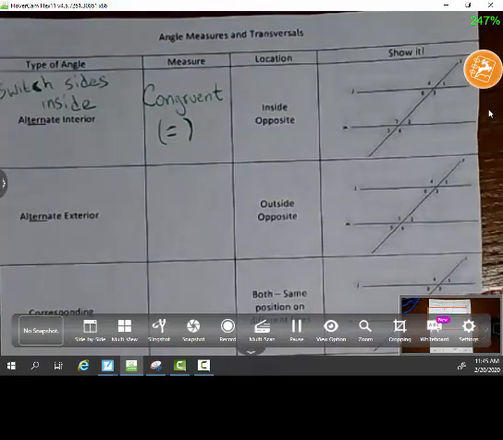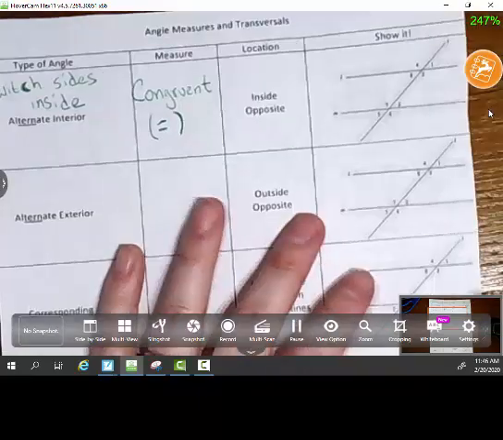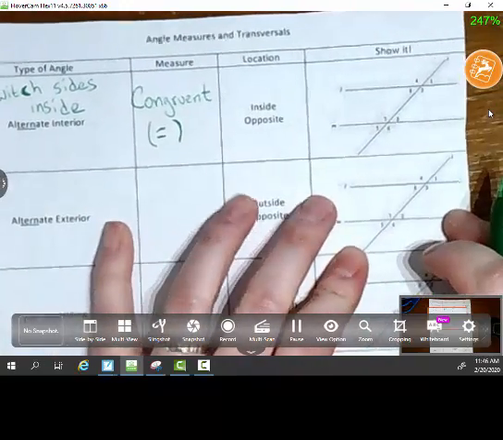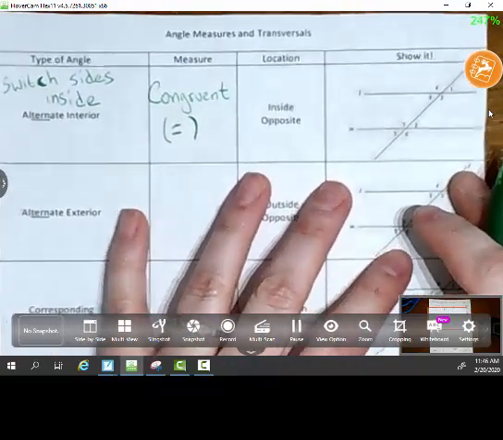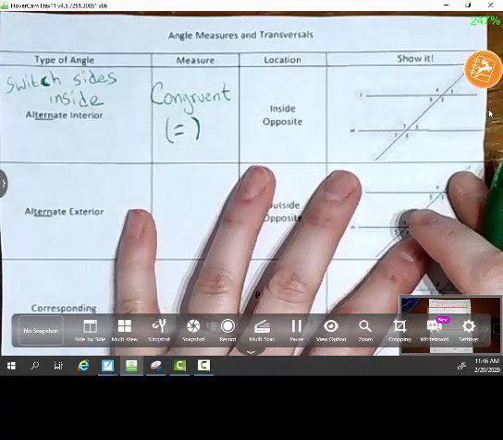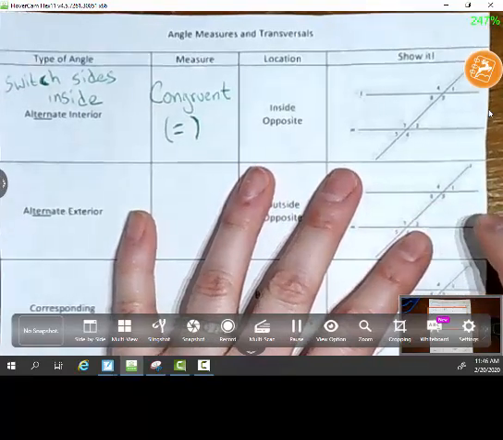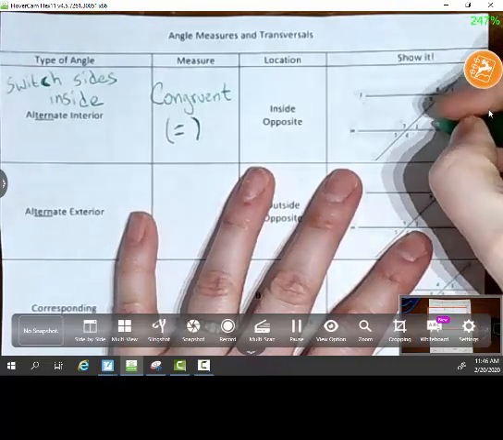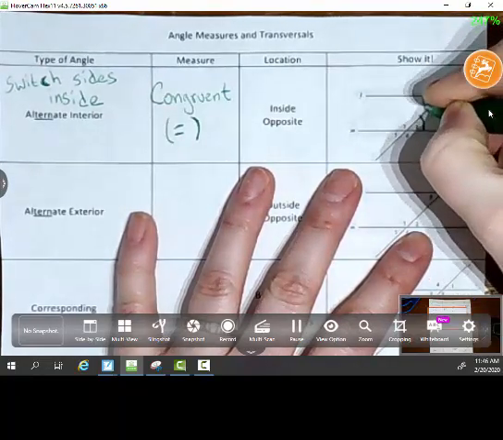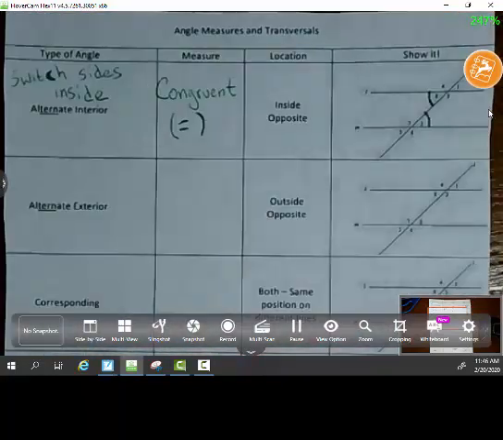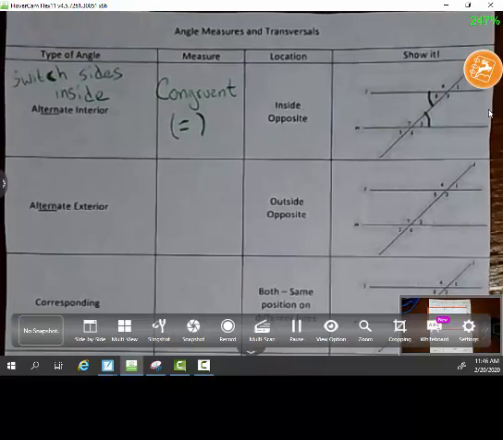Who knows? One example of alternate interior angles. You want to look at yours because my numbers are really blurry up on the screen. Who knows? What are two angles that are alternate interior? 2 and 8. That's correct. So let's go ahead and mark those. Angle 2 and angle 8 are alternate interior. What's the other pair of alternate interior? 7 and 3. You don't have to mark those. Just mark one set. So you either mark angle 2 and angle 8 or angle 7 and angle 3.